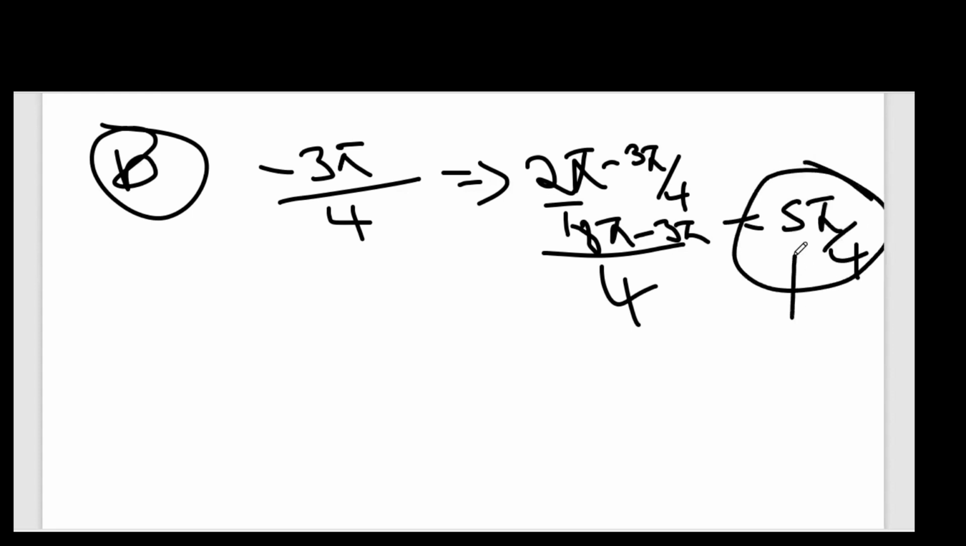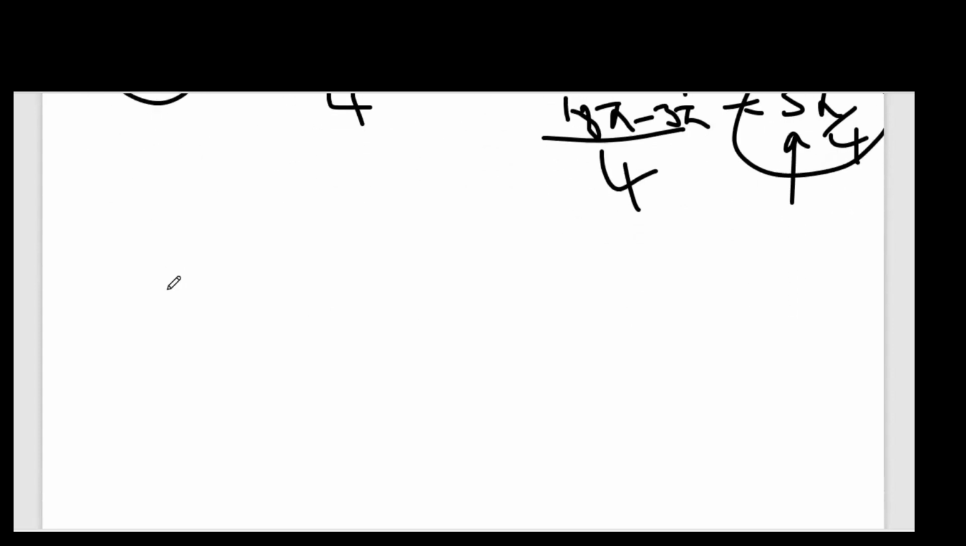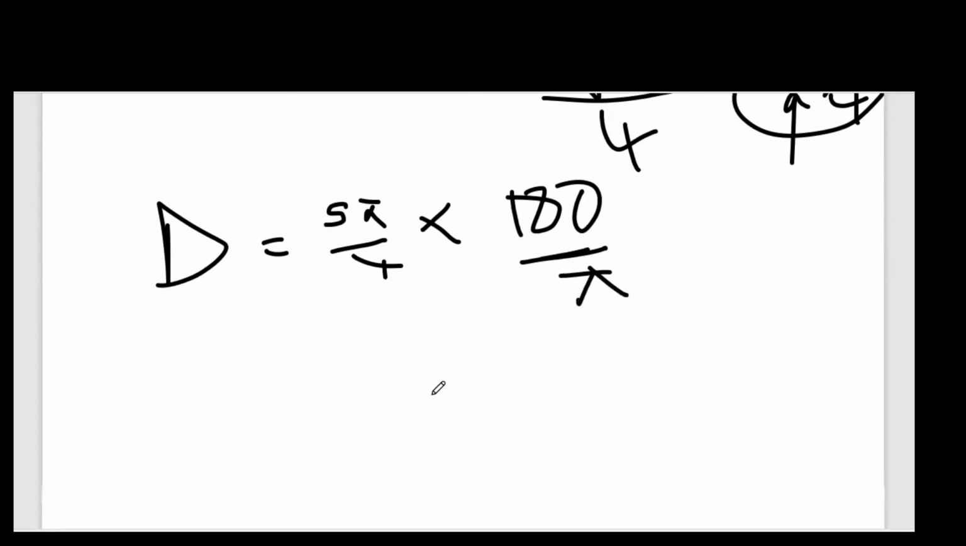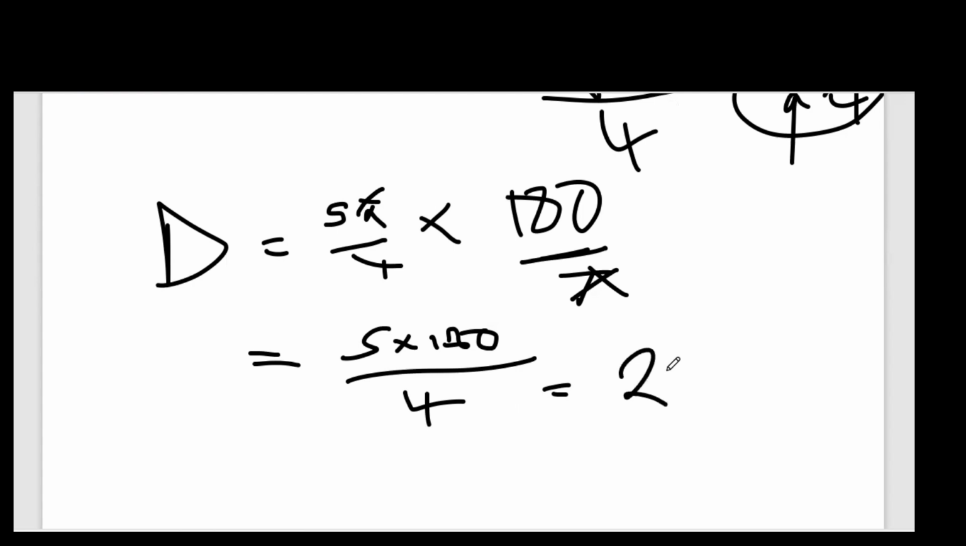Now I'm converting this angle to degrees. Degrees is equal to the angle in radians, which is 5 pi over 4, multiplied by 180 over pi. You can see that the pi is going to cancel there. Then I have 5 multiplied by 180, and I'm dividing everything by 4. So what do you get when you do that? 5 multiplied by 180, then divided by 4. I'm going to get 225 degrees.